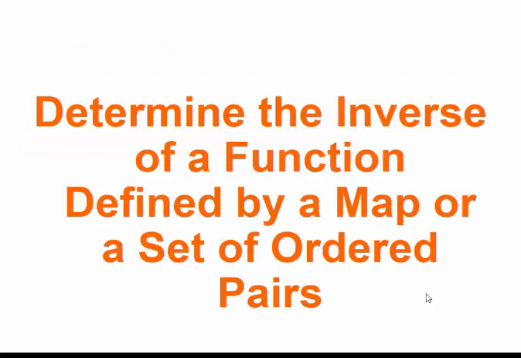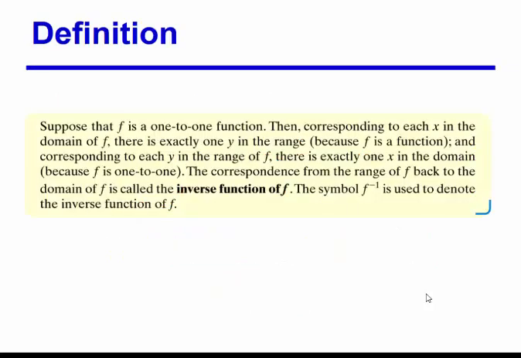So here we're going to determine the inverse of a function defined by a map or a set of ordered pairs. And so what's the definition of an inverse function? Suppose that f is a one-to-one function. Then corresponding to each x in the domain of f, there's exactly one y in the range because f is a function. And corresponding to each y in the range of f, there's exactly one x in the domain, again, because f is one-to-one. The correspondence from the range of f back to the domain of f is called the inverse function of f. The symbol f inverse is used to denote the inverse function of f.